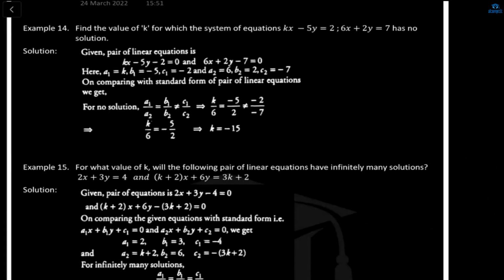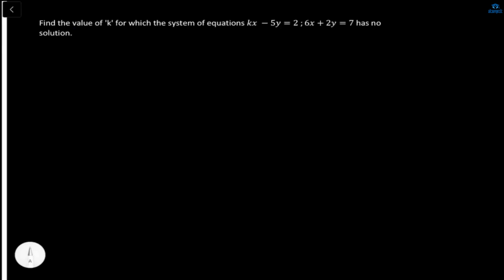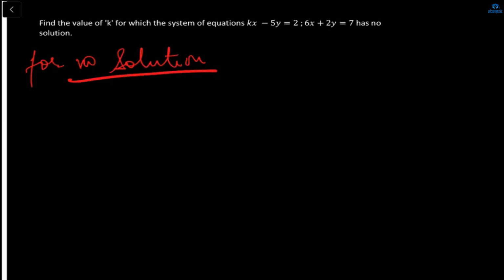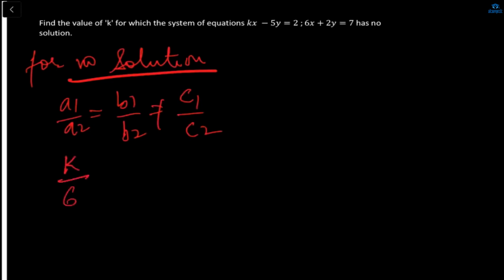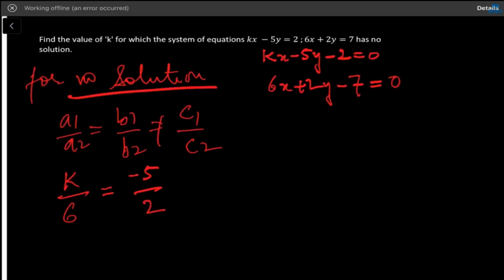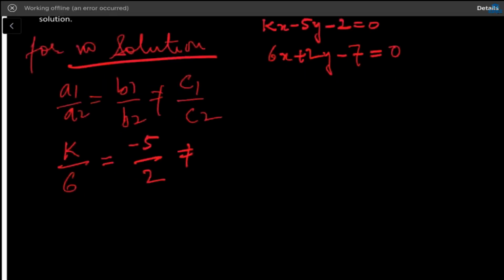Find the value of k for which the system of equations has no solution. No solution means what? No solution means A1 by A2 is equal to B1 by B2 is not equal to C1 by C2. Okay, so let's see. Let me copy first. So for no solution, what is the condition? That is A1 by A2 is equal to B1 by B2 is not equal to C1 by C2. So if you compare the values and write down, it will be k upon 6 is equal to -5 upon 2 is not equal to -2 upon -7.